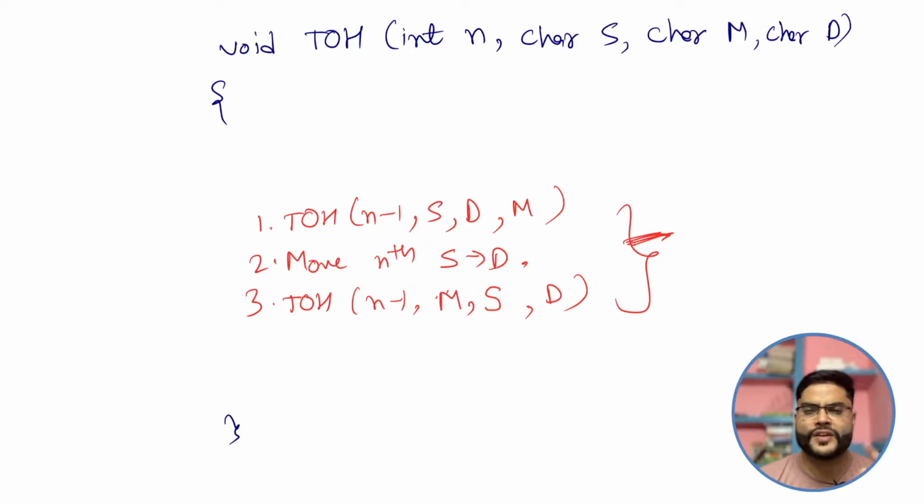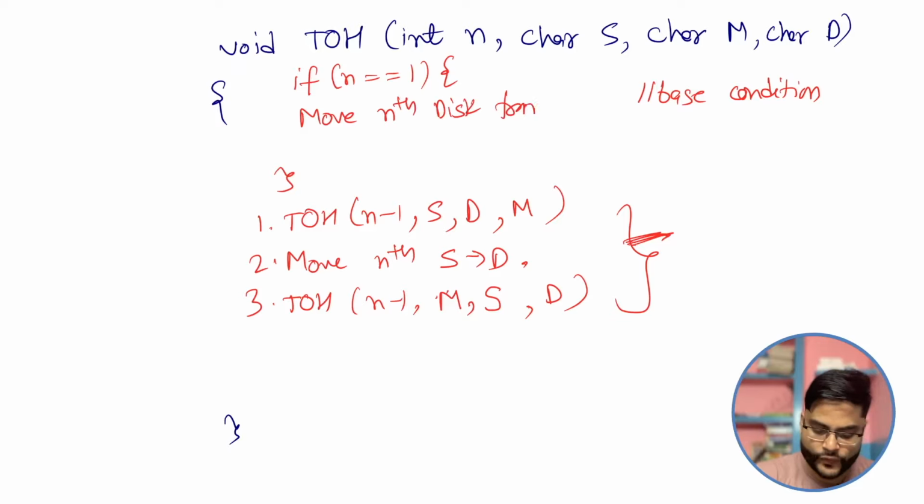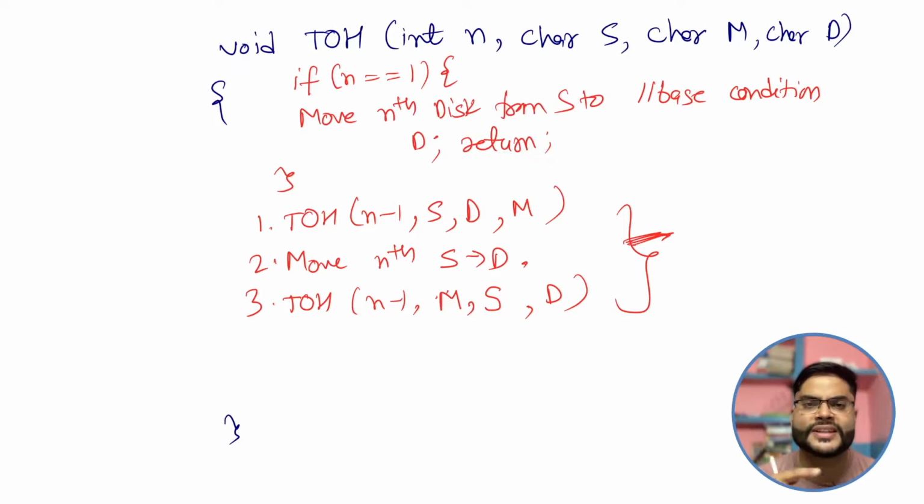Okay, and what will be our base condition? My base condition will be, if I have only 1 disk, then I will simply move my nth disk from source to destination, and I will return. So this is our pseudocode for the Tower of Hanoi problem.